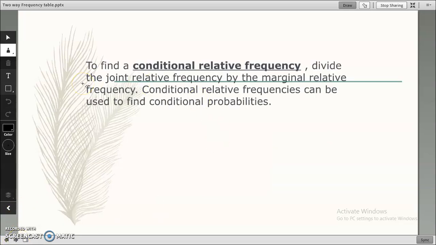Conditional relative frequencies are found by dividing the joint relative frequencies by the marginal relative frequencies. And conditional relative frequencies can be used to find conditional probabilities. So for our course, when we find conditional probabilities, we will use the conditional relative frequencies by using our two-way frequency tables.